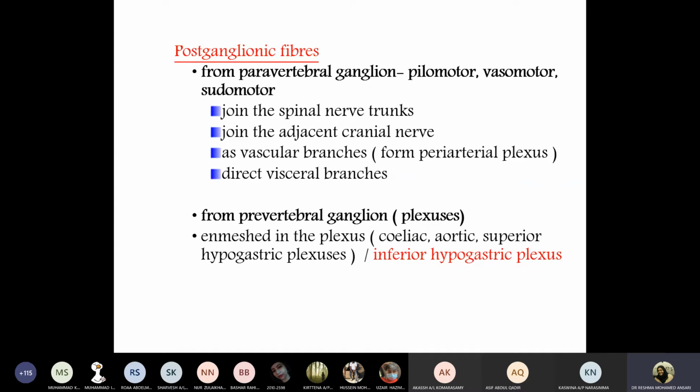That's the first part. Number two, they will either travel to the paravertebral ganglion, synapse there, and from there they will go and supply the heart and the lung. They are called the cardiopulmonary splanchnic nerves.